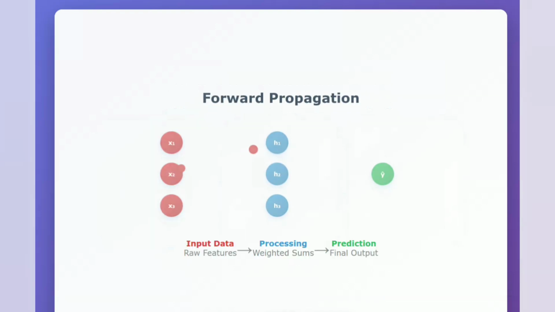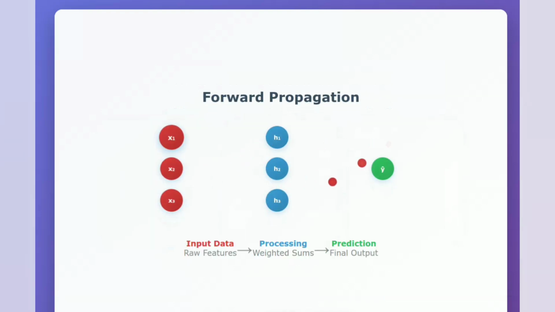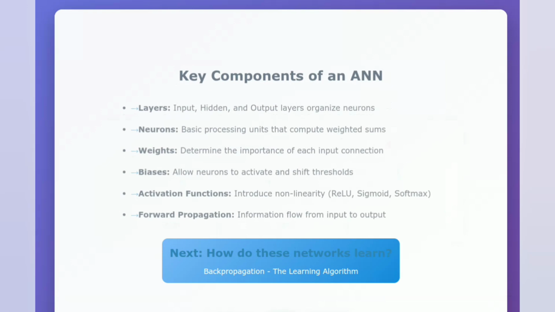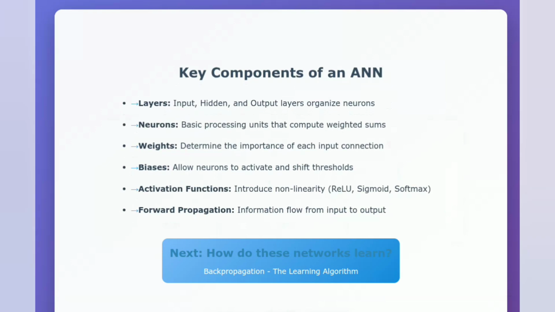The process of information moving from the input layer through the hidden layers to the output layer is called forward propagation. It's how the network makes a prediction for a given input. In summary, an ANN is a series of interconnected neurons, each performing a weighted sum of its inputs, adding a bias, and passing it through an activation function. This creates a powerful system capable of learning complex, nonlinear relationships.